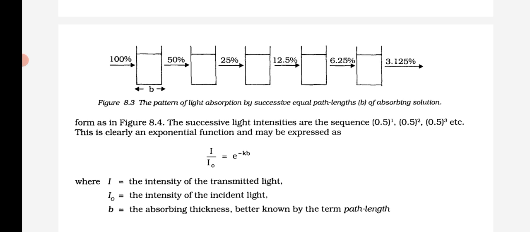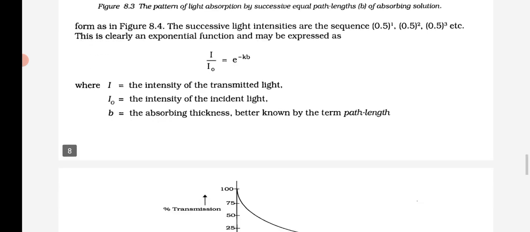So finally, this equation shows that I by I0 equals e power minus kb, where I is the intensity of the transmitted light, I0 is the intensity of the incident light, and b is the absorbing thickness, better known by the term path length. So here we have discussed only Bouguer-Lambert's law.